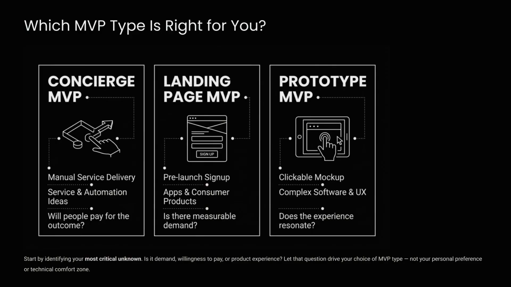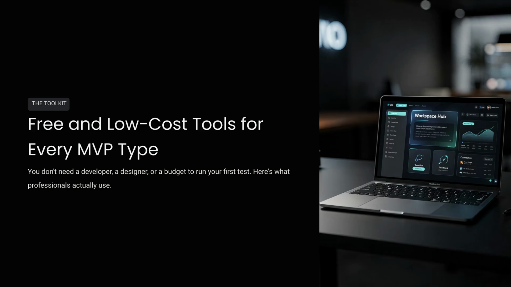To choose the right MVP, identify your most critical unknown. For a Concierge MVP, it's willingness to pay. For a landing page MVP, it's measurable demand. For a prototype MVP, it's whether the experience resonates. You don't need a developer, a designer, or a budget to run your first test.